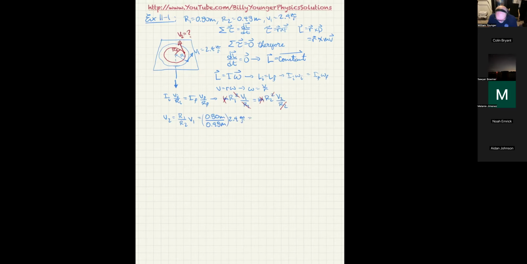So when I do that math, I get 0.8 divided by 0.48. That gives me 1.6666. Now I'm going to multiply that by 2.4, and we really only have two sig figs to work with. This works out to be 4.00 meters per second. And that's how we work a typical, really easy, quote unquote, conservation of angular momentum problem. Anybody have any questions on that one?